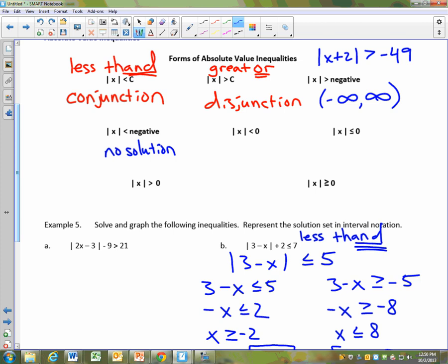True or false? If I'm a number less than 0, I am negative. True. So can an absolute value be less than 0? Never. What if we had the equal sign? It can't be less than 0, but could it be equal to 0? In that case, there is one solution. And you just set it equal to 0 and solve it.